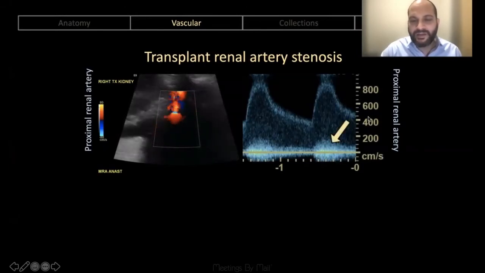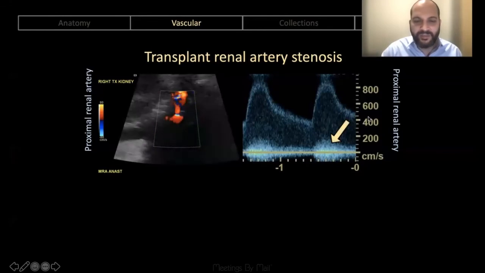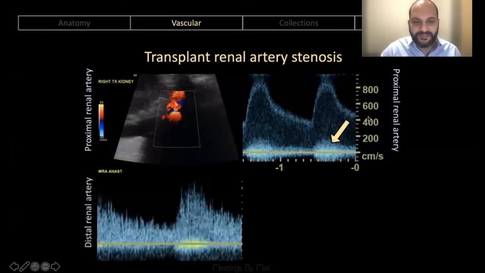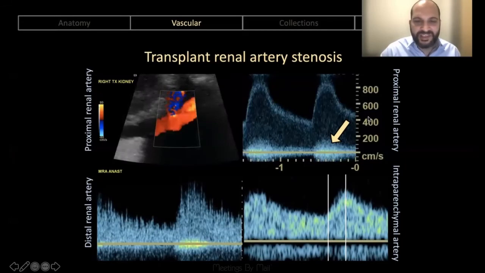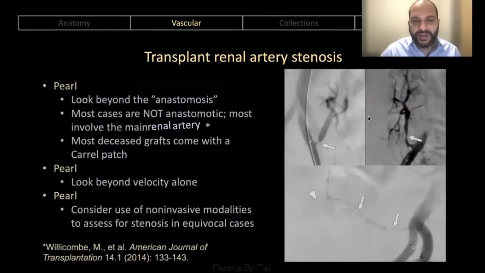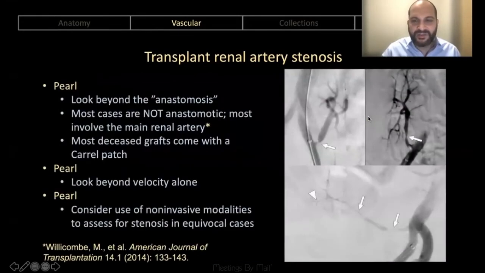And then here you can see this vibration artifact that's coming up on the spectral image. More distally in the renal artery, you have spectral broadening. You have that turbulent appearing waveform pattern. Then finally, when you go into the intraparenchymal arteries, you have delayed upstroke. So this is parvus tardus waveforms. So this ends up being a very high risk of transplant renal artery stenosis. And sure enough, the patient did have transplant renal artery stenosis.